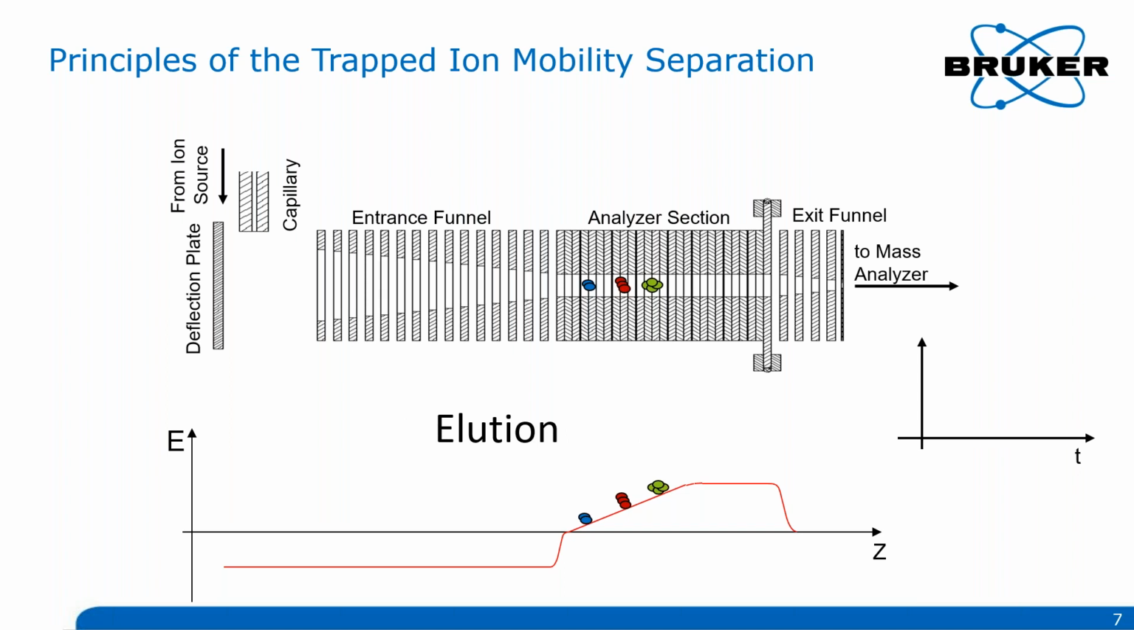The next step of the analysis process is evolution. The gradient of the opposing electric field is reduced step by step, and trapped ions are injected into the mass spectrometer for further analysis, something like this. Ions with greater collisional cross-section are eluted first, and the most compact, smallest ions last. This gives us an ion mobility spectrum that you can see on the right-hand side, also called a mobilogram, which is not to be confused with a chromatogram. These are two very different things.